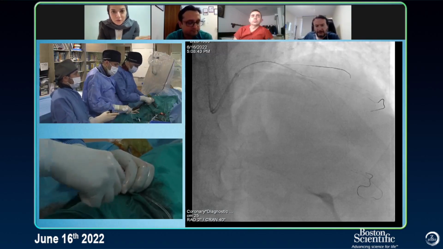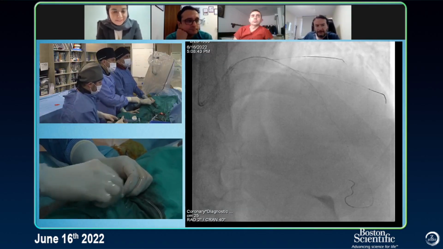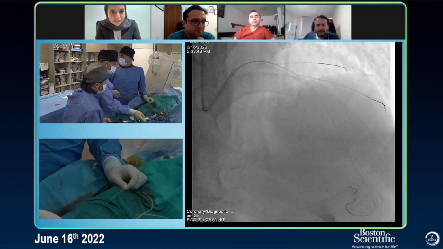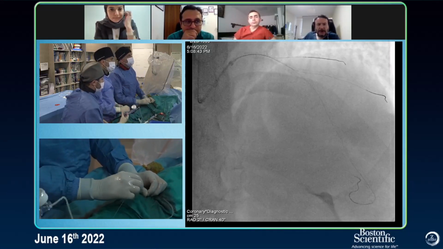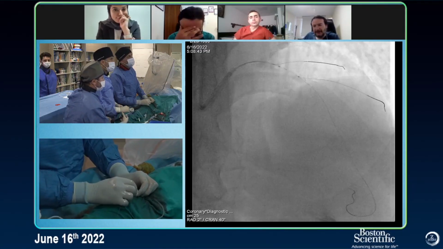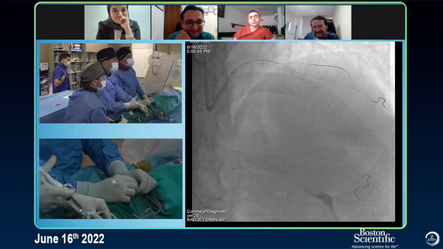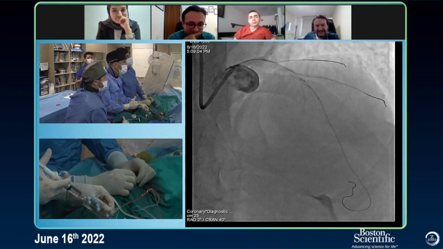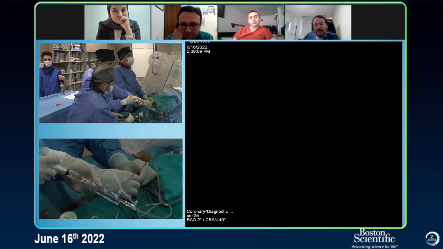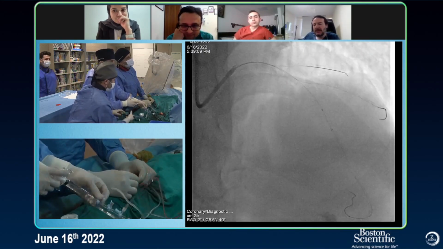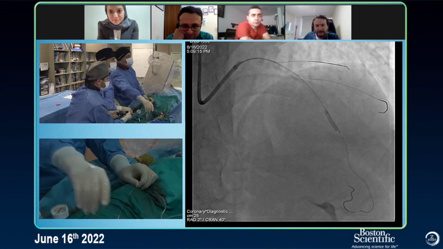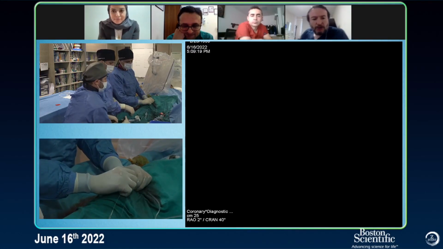So walk us through what you have there. What balloon do you have in there? A 3.0 by 15 Quantum Maverick, right? Wow. You are rich. I have to use NC. Let's touch here too, yeah? We have to be careful. This is an excellent non-compliant balloon. I think we have to cover all the way right up to here.